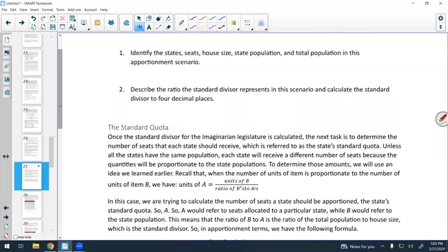Well, our states are the Hernandez family and the Higgins family. Our seats are the pieces of candy. That's what we're going to divide out. The house size is 3 plus 4, or 7. Hernandez family population is 3, Higgins is 4.